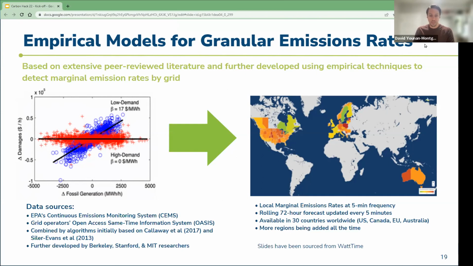This is a small map, but you can see WattTime's data coverage area here. We're covering most of North America, Europe, and Australia. And we can go to the next slide.